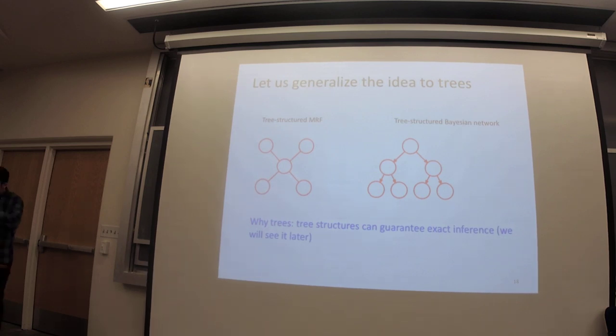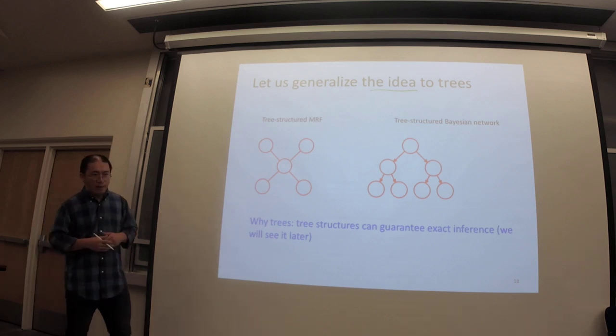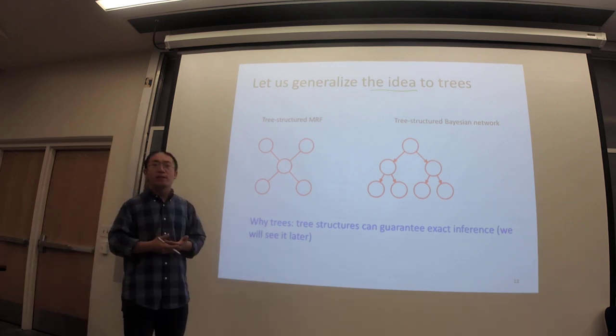So we can generalize this idea to trees. What is a tree in graph theory? Directed, acyclic, and connected? Yeah, connected. So just the three keywords: directed, acyclic, and connected.